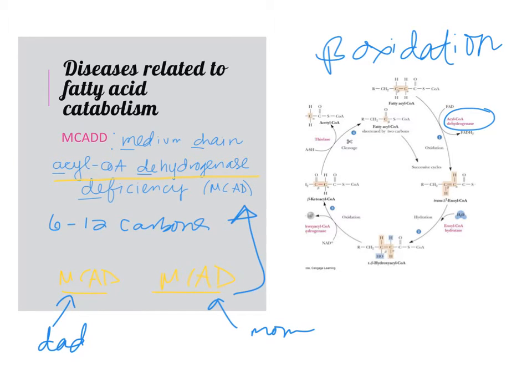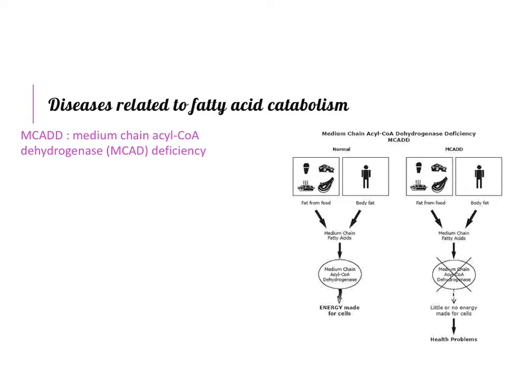Okay, so what happens is you eat fat from your food, or you break down your body fat into these medium chain fatty acids. The first step in beta oxidation will begin the dehydrogenase of that, and then you can get energy from your cells. If you don't have MCAD, or if you have a malfunctioning one, you get little to no energy made from your cells.